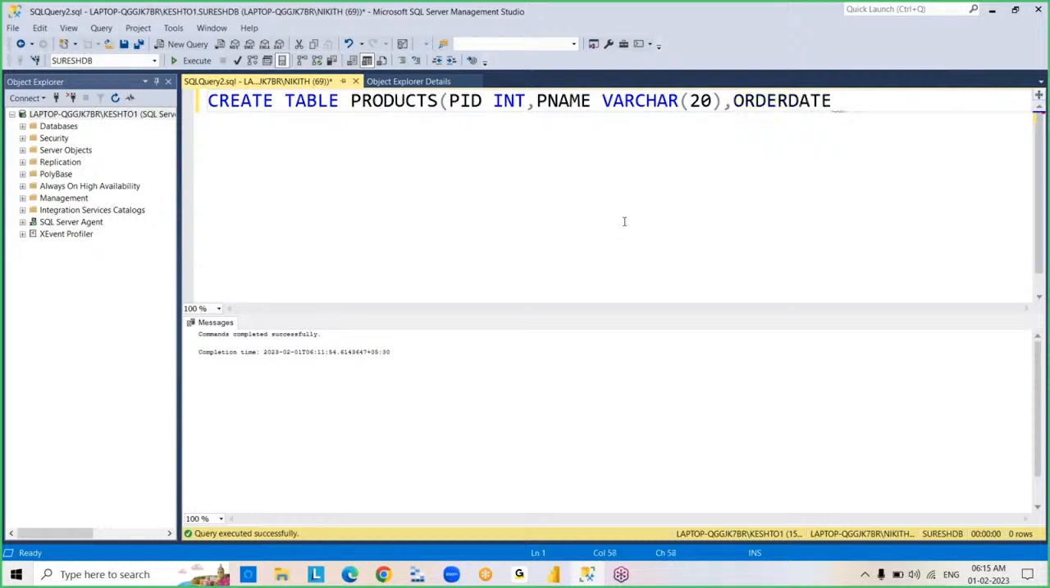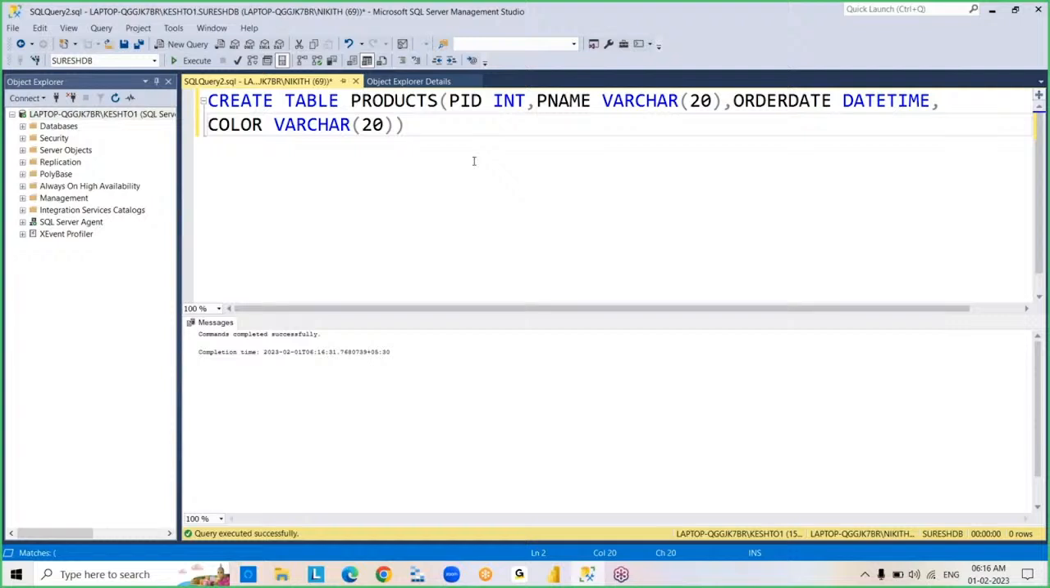Next, OrderDate, datetime. Right? After that, we have the color of the product, that is varchar of 20. Close bracket. Execution done.